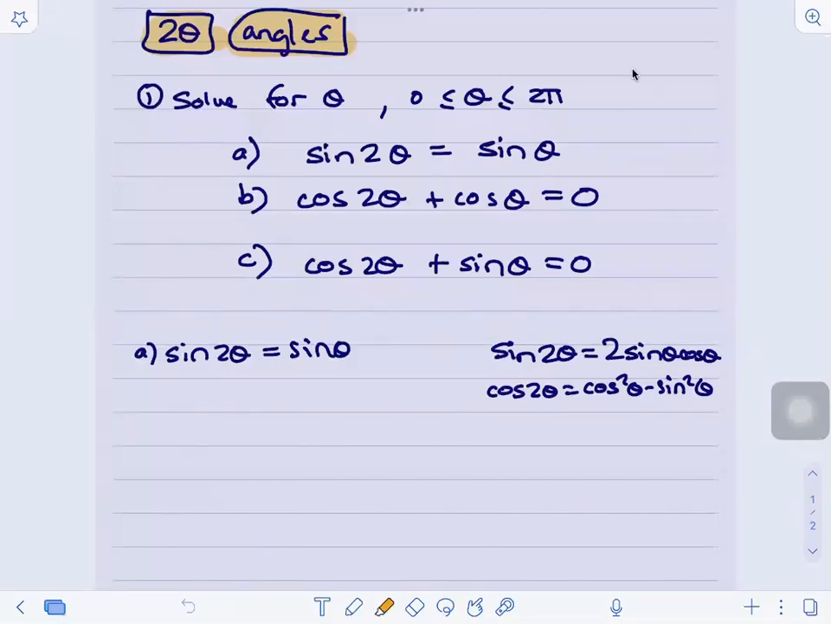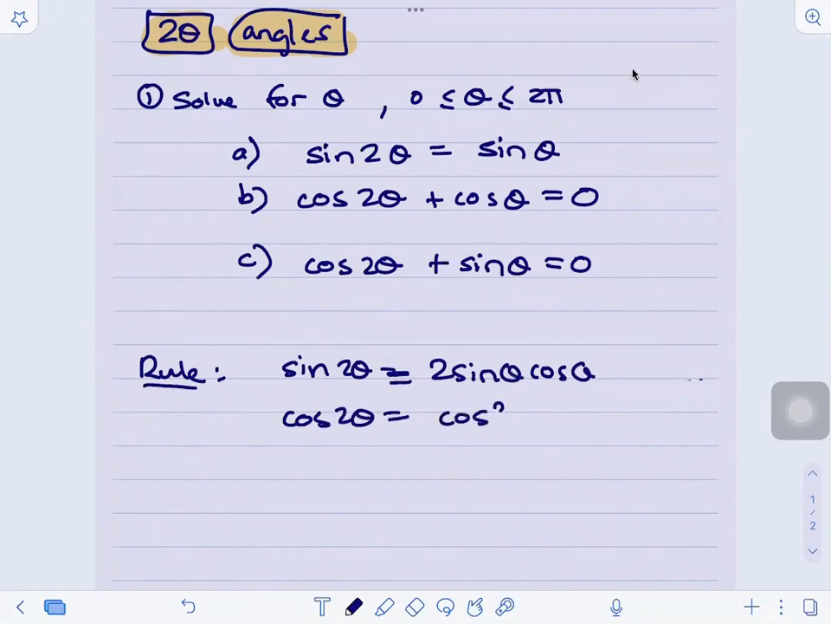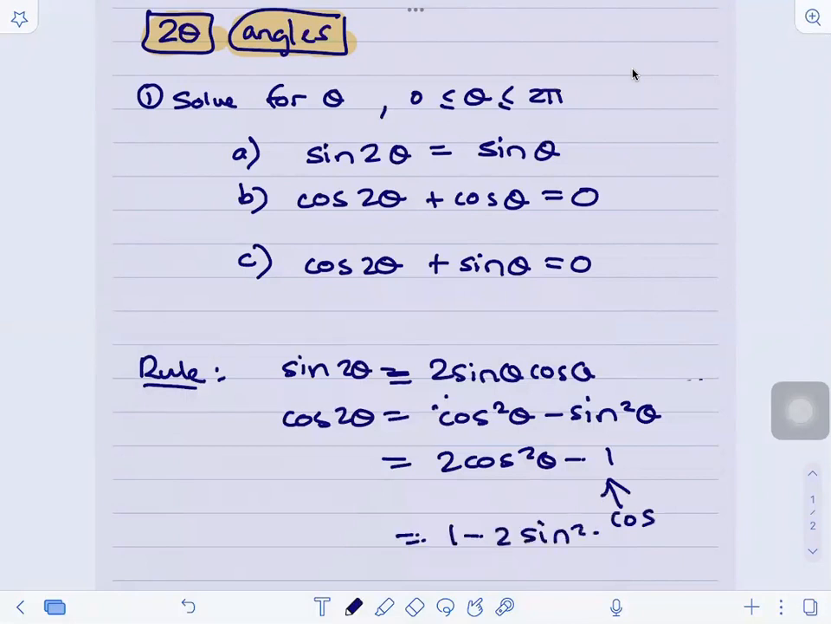Okay, so what we're going to do first of all is look at all the double angle rules. Before that, we're just going to write down all the rules. So we have sine 2 theta is 2 sine theta cos theta. Cos 2 theta is cos squared theta minus sine squared theta. That can also be written as 2 cos squared theta minus 1, and you choose this one if you want it to be in terms of cos only. And then there's 1 minus 2 sine squared theta.